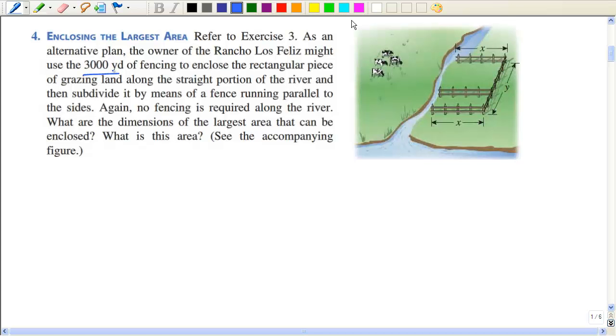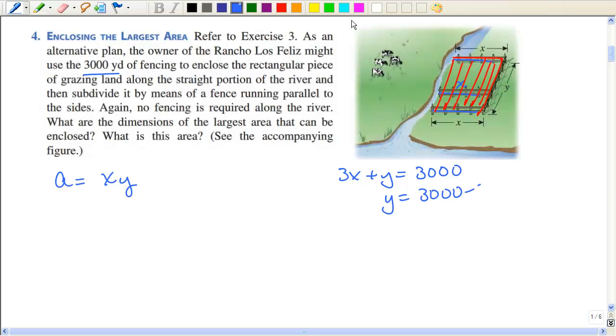This is similar to the last exercise, the same rancher with the same 3,000 yards of fencing, but this time he's enclosed another corral. So we have 3x plus 1y is 3,000 for that 3,000 yards of fencing. The area is still x times y, because x times y gives you the area that he has enclosed. So we're going to solve for y.